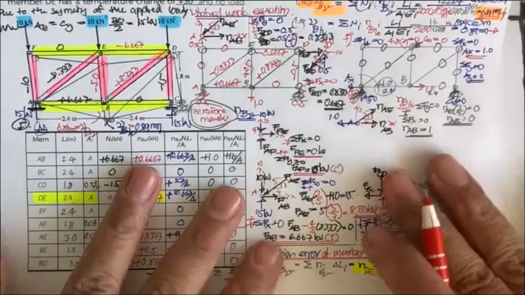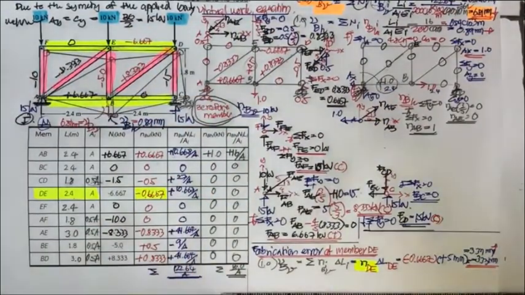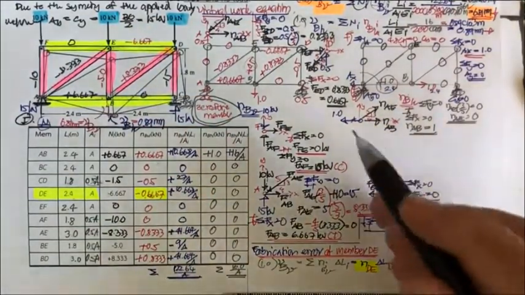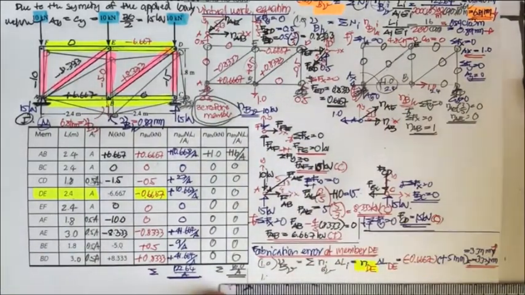And then it asks us again for the horizontal displacement. So again, we put the 1.0 here. 1.0. Let me put this one.